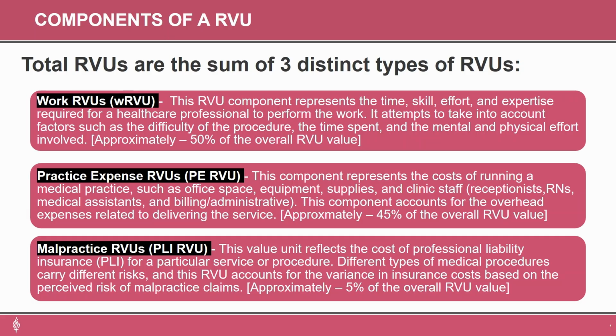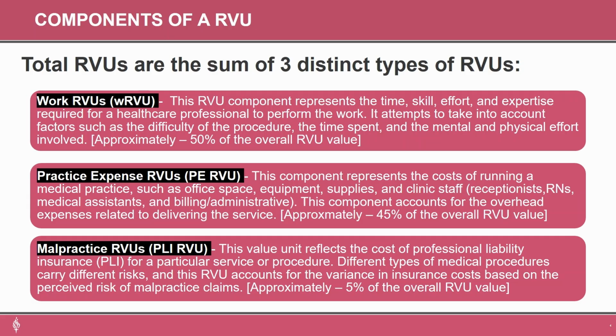The second RVU category is the practice expense RVU. This component of RVU represents the cost of running a medical practice, such as office space, equipment, supplies, and clinical staff, including receptionists, RNs, medical assistants, and billing and administrative personnel. This component accounts for the overhead expenses related to delivering the service. Of the total RVU values paid by Medicare, the practice expense RVU approximates 45% of the overall value.